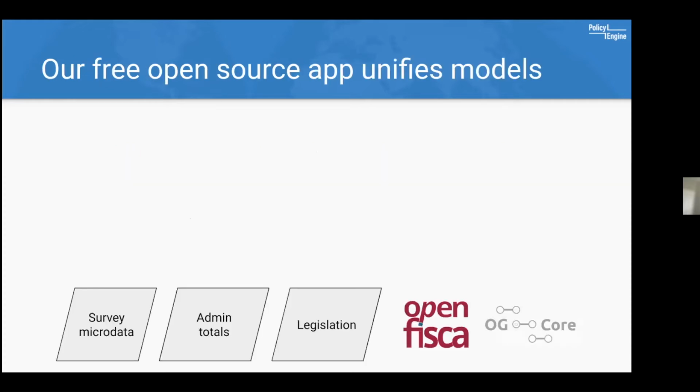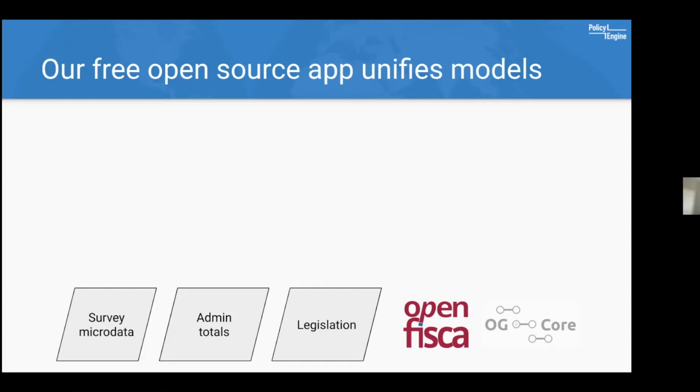And really what our app does is it unifies a bunch of models. Models that start at the baseline of the data: survey microdata, administrative totals, and legislation. OpenFisca is a microsimulation platform that the French government created, and this is what we started building our model on top of in the UK a year or maybe two years ago. And in the future, we hope to integrate PSL models like OG-Core, which is the overlapping generations general equilibrium model.